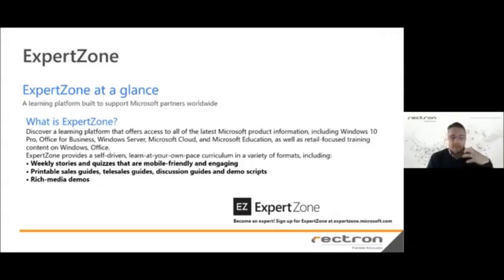There's also downloadable content. So there's things like telesales guides and discussion guides, which can help if you have staff who are sitting in the office and speaking to your customers and trying to sell to your customers over the phone. What are the things that they should be calling out and saying to the customers? The website is expertzone.microsoft.com. Again, there's just tons of information available there for you to use.